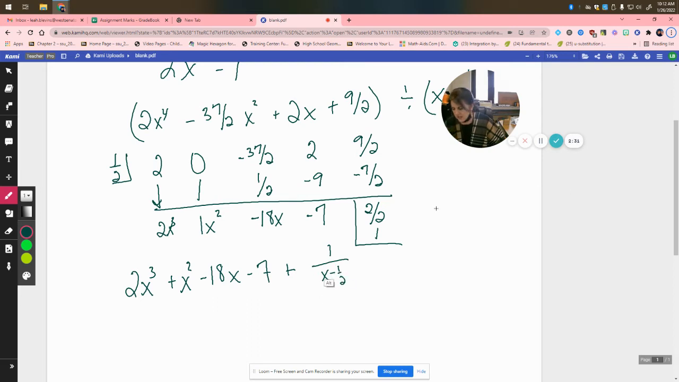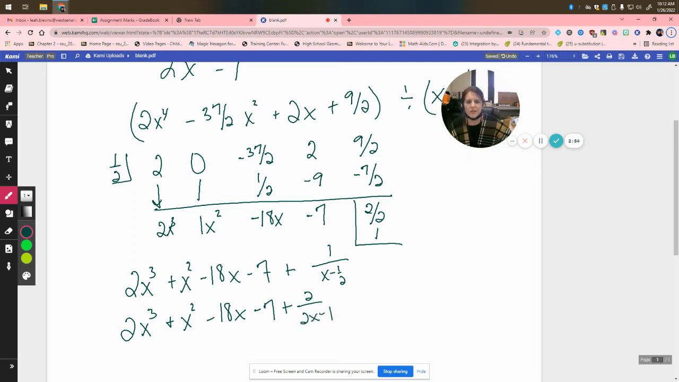That's kind of ugly. If we want, we can change it by multiplying to get rid of that fraction again by 2. We'd have to multiply top and bottom. So I'd have 2x cubed plus x squared minus 18x minus 7 plus, because if I multiply by 2 over 2, I'm really just multiplying by 1, so that's 2 over 2x minus 1.